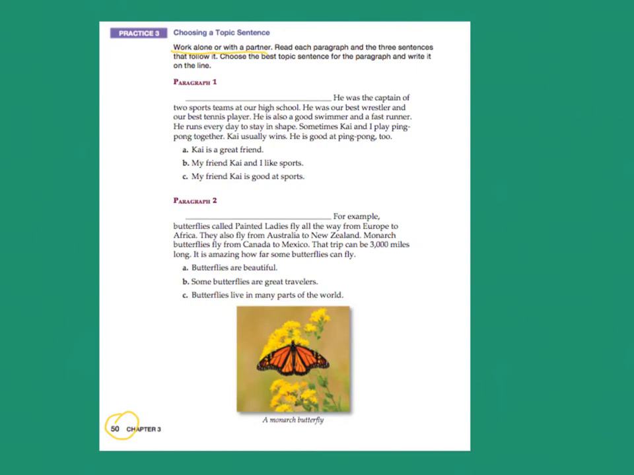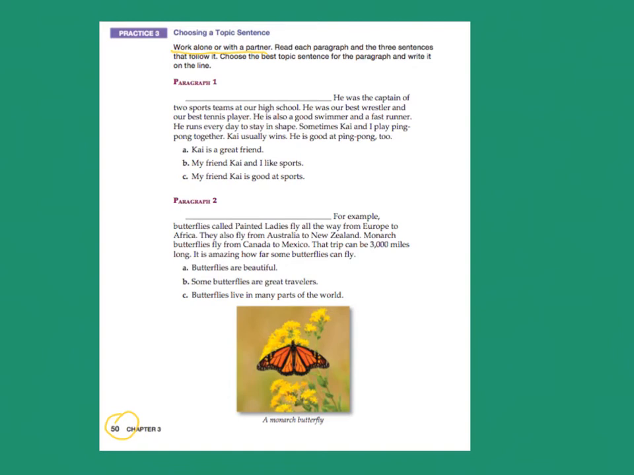Paragraph 1. He was the captain of 2 sports teams at our high school. He was our best wrestler and our best tennis player. He is also a good swimmer and a fast runner. He runs every day to stay in shape. Sometimes Kai and I play ping pong together. Kai usually wins. He's good at ping pong too.